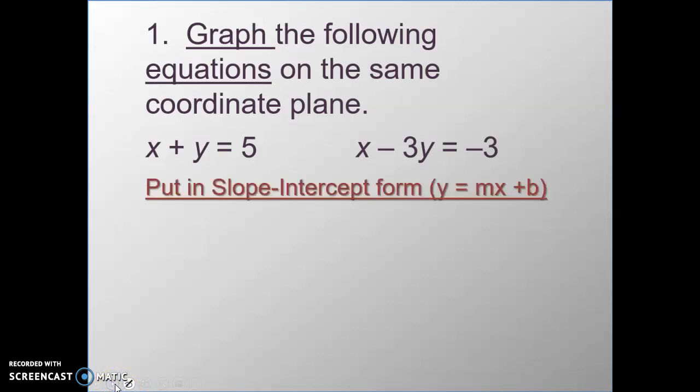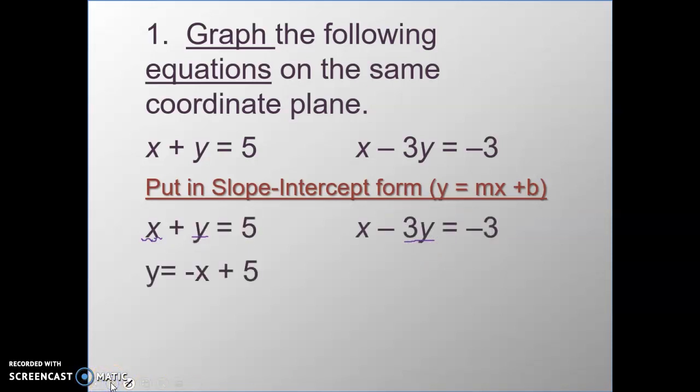The first thing that we need to do before we can graph them, though, is put them in slope-intercept form, that y equals mx plus b. And we do that by using a little bit of algebra. So here we want the y by itself, which means we need to eliminate this x. Subtract x. And over here we want the y by itself, so we're going to have to do a few more steps. And here, once we subtract the x, we get y equals negative x, or if you want to write that 1 in there so you don't forget about it, negative 1x plus 5.